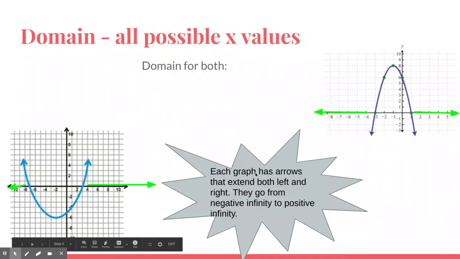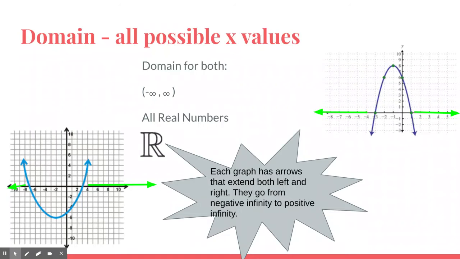So each graph has arrows that extend from both left and right. They go from negative infinity to positive infinity. So I can go on forever to the left, forever to the right. There will always be a dot written down. So how we write this is negative infinity to positive infinity. That's the interval where all of our possible x values exist.